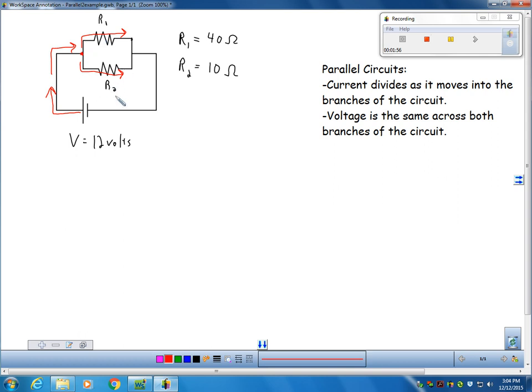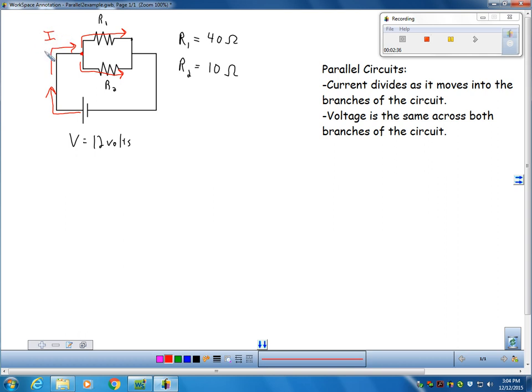Does it have to divide evenly? Well, no, it doesn't. If the resistance of the branches were the same, then it would divide evenly. In this case, you see that it's not. R1 has a resistance of 40 ohms, and R2 has a resistance of 10 ohms. And so clearly R2 has less resistance, and so R2 will be getting more current. So there will actually be a greater amount of current in this branch than there will be in R1. However, the sum of the current in R2 and R1 would add up to whatever the current was before.